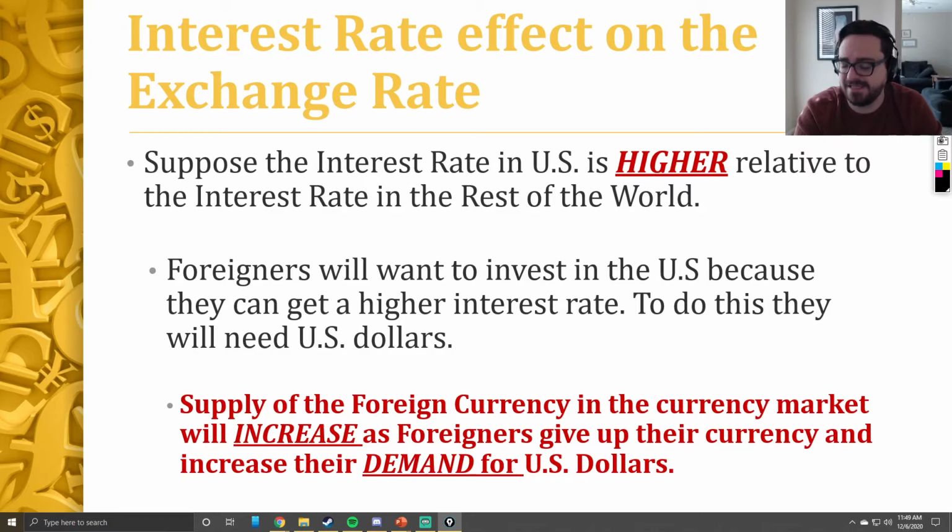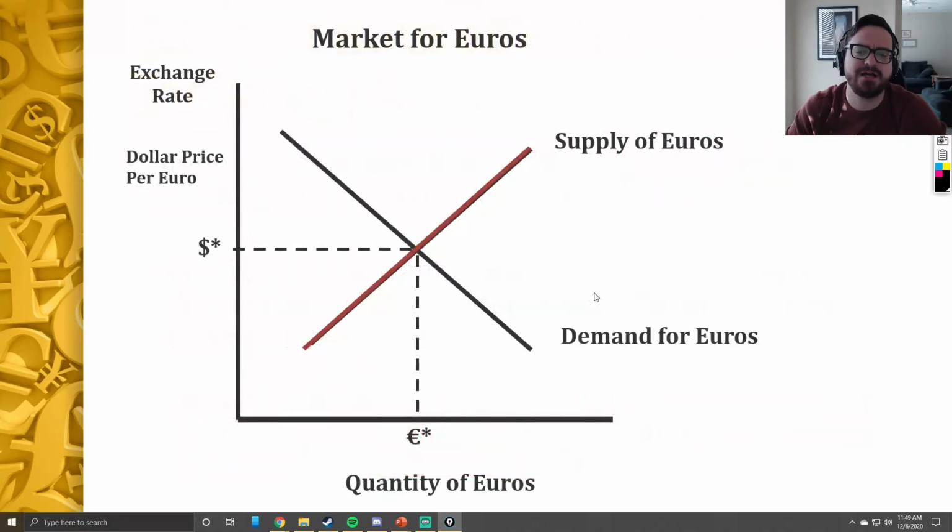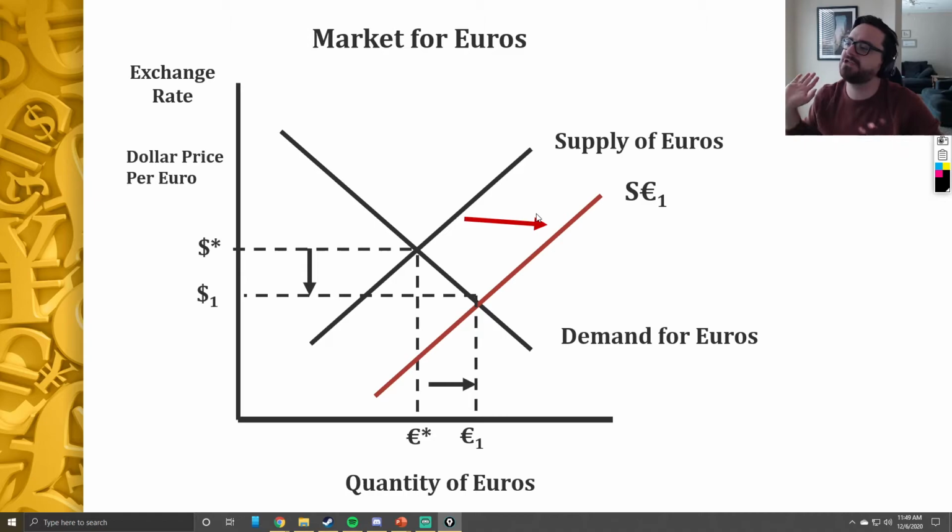In order to get the dollar, the Europeans have to do what? Increase their supply, Mr. McRitchie. Yeah, a person who's randomly saying that. Increase their supply. So market for euros. Supply is going up. They want more dollars. They're going to be exchanging more euros. They're pumping euros out into the currency conversion thing.